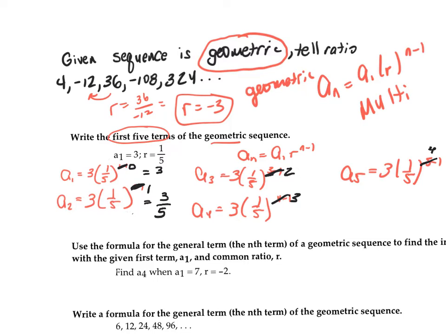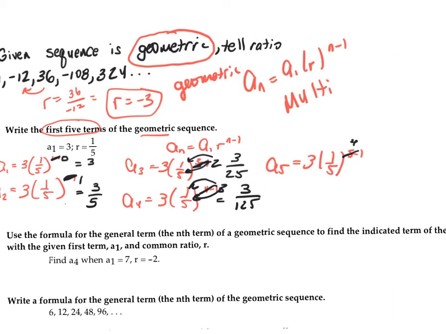3 times 1/5 to the second power, well, think about that. You distribute the 2 to both of these, so 5 squared is 25. It would just be 3 over 25. 3 times 1/5 to the third power, distribute that 3, and you get 3 over 5 to the third power is 125. And then 3 times 1/5 to the 4th power, distribute the 4, you get 3 over, and 5 to the 4th power is 625. So your first 5 terms, this would be your answer.